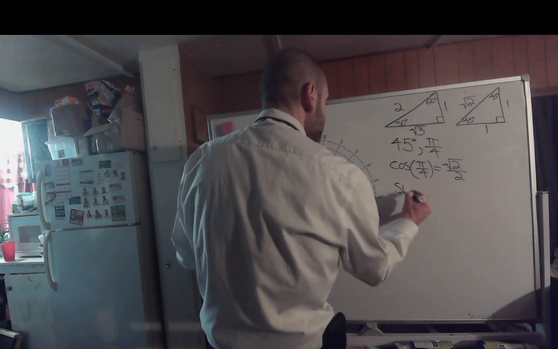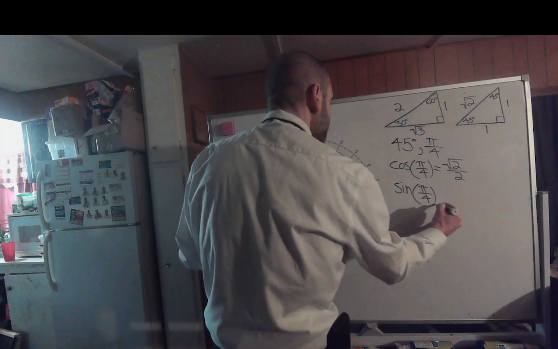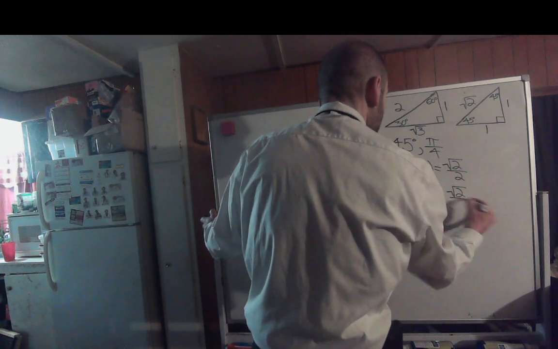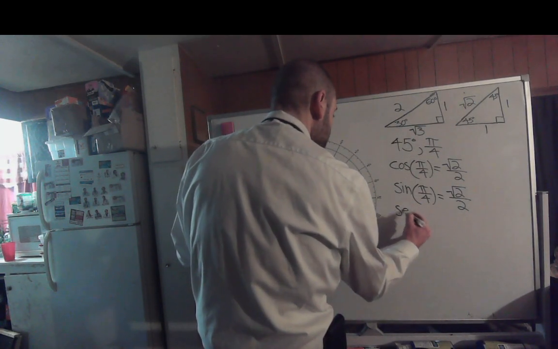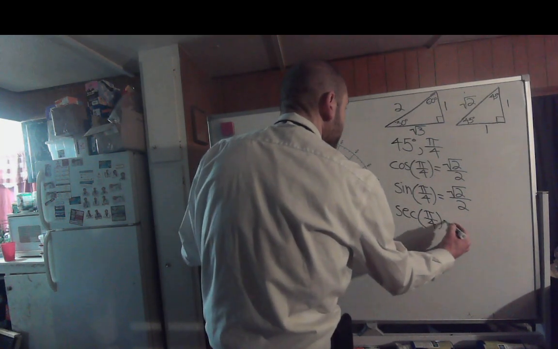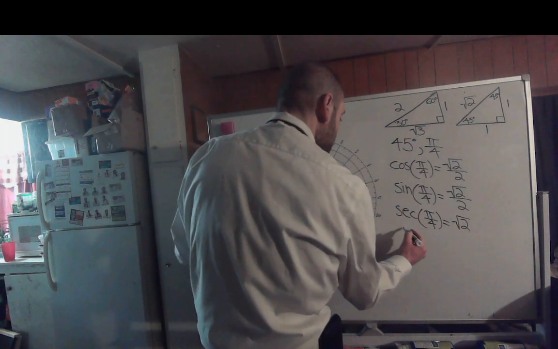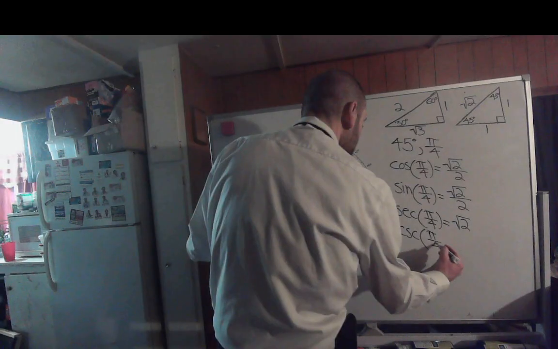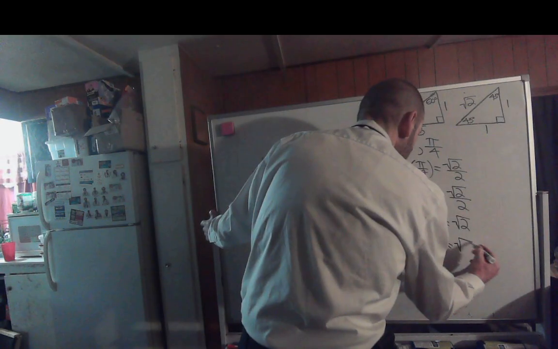Now let's find the sine of pi over 4. Well, opposite over hypotenuse, that's also the square root of 2 over 2. Now, what about the secant of pi over 4? So that's going to be 1 over the cosine of pi over 4, which would be just the square root of 2. Now, what about the cosecant of pi over 4? That's 1 divided by the sine of pi over 4, which is also just the square root of 2.